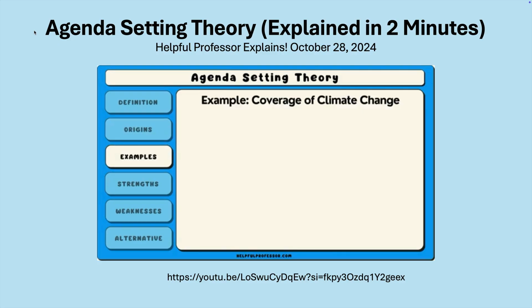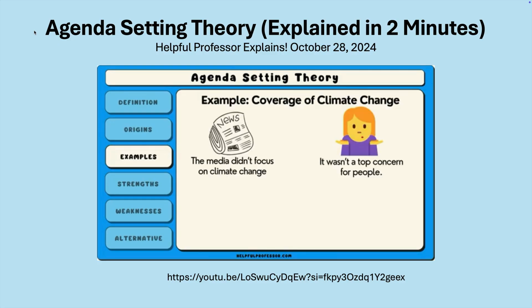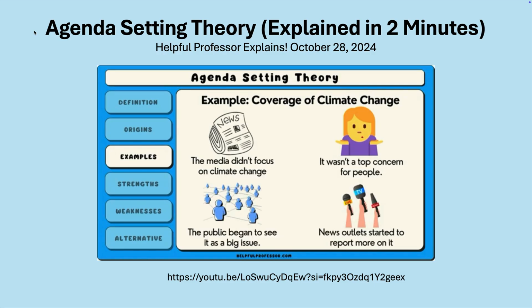One clear example of agenda setting is the coverage of climate change. For many years, the media didn't focus much on climate change, so it wasn't a top concern for many people. But as news outlets started to report more on it, the public began to see it as one of the biggest global issues. Similarly, during elections, when the news covers certain policies or candidates more than others, it can make those topics or people seem more significant to voters.